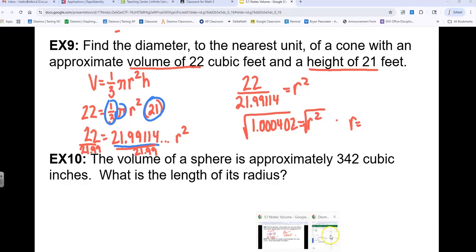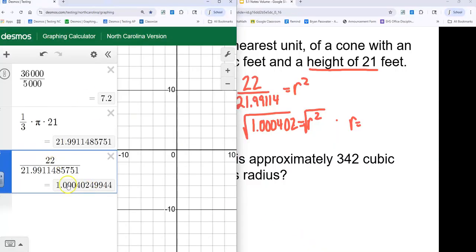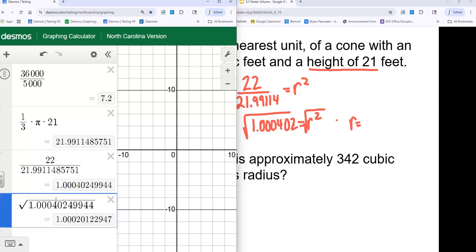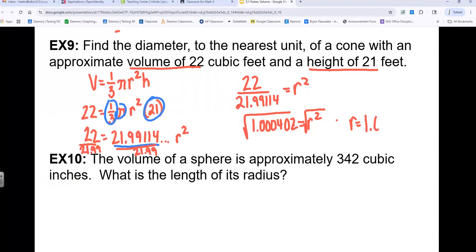But since I don't have that on the computer where you can see it, I'm going to type this in. We got 1.0002. We'll round to that. And that is in feet. Now, we're talking about a radius here, not volume. So it's not feet cubed, it's the number of feet.